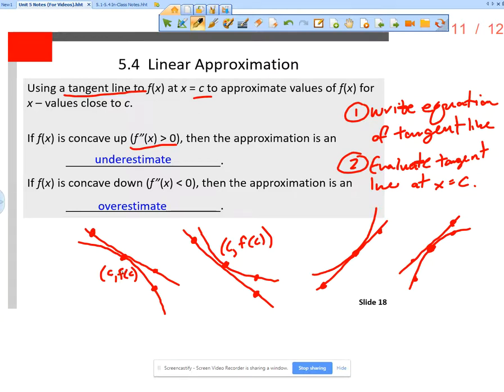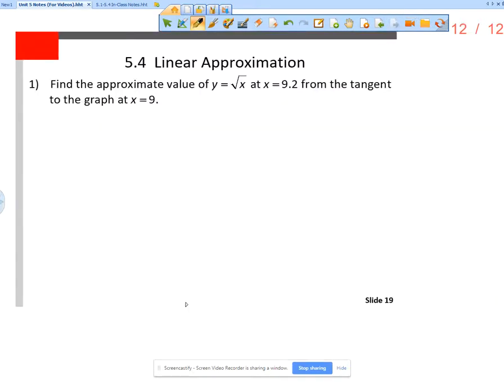So let's take a look at this picture over here. Let's say that I wanted to estimate or approximate f of c plus 1. So I'm trying to approximate the value of f of c plus 1. I'm going to do that by finding the value on the tangent line at x equals c plus 1. That's kind of the idea. So let's take a look at the specific example on slide 19. It says find the approximate value of y equals root x at x equals 9.2 from the tangent line to the graph at x equals 9.